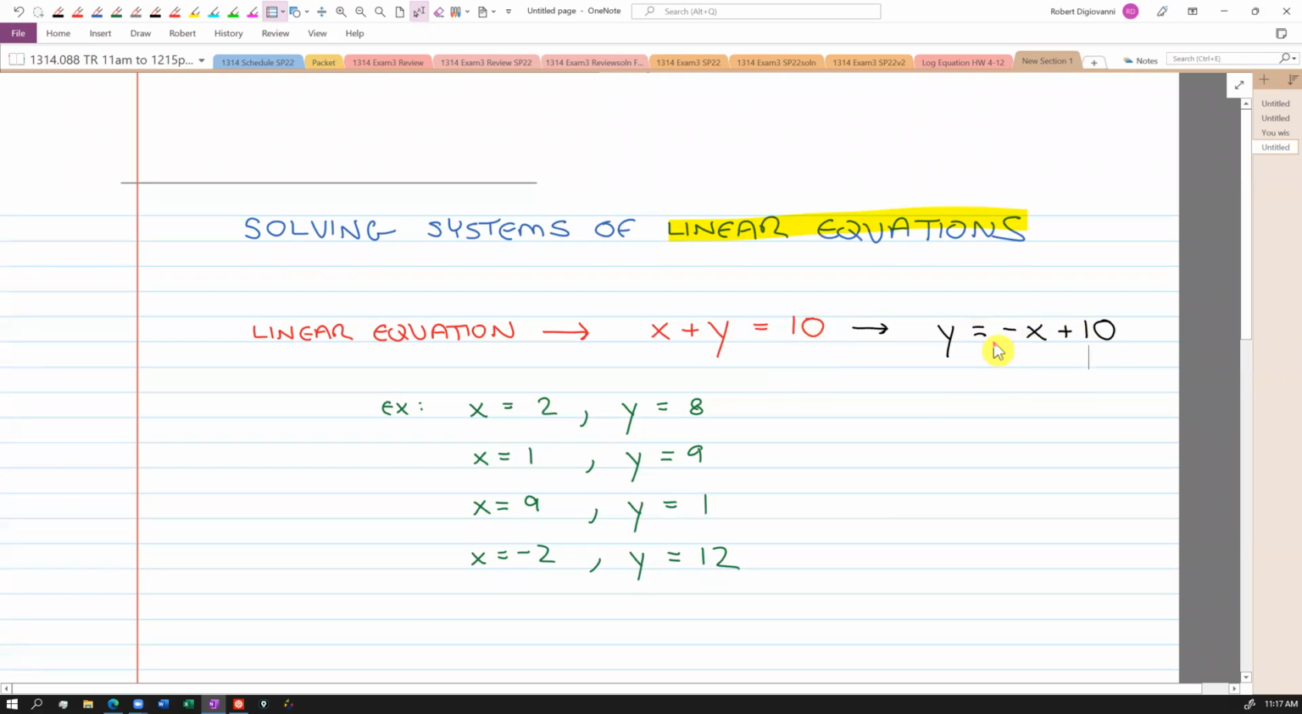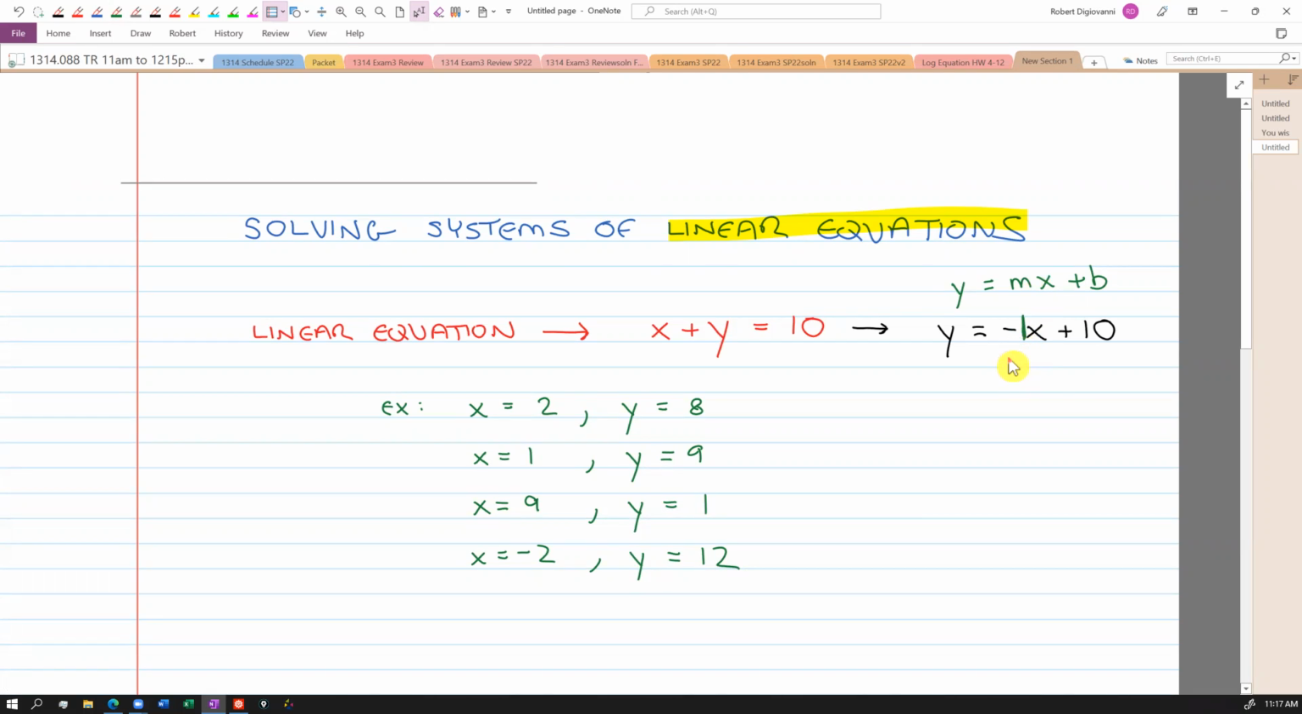What is that? Y equals mx plus b. Does that look familiar? This is a line, isn't it? This is a line. And the slope of that line is the number in front of x. So the slope of this line would be -1.